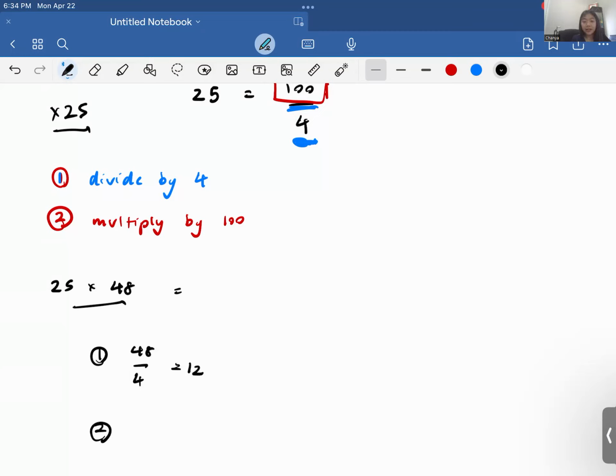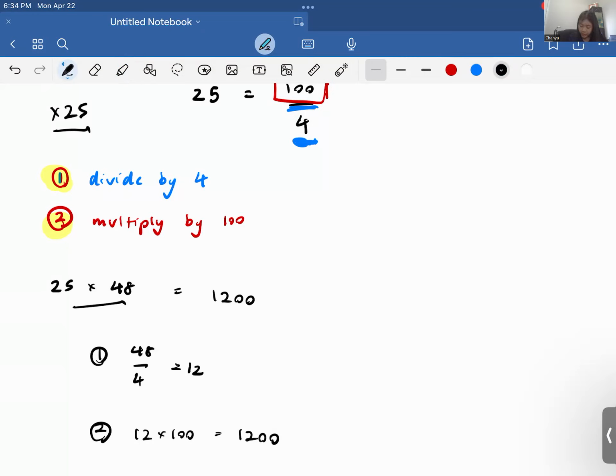And then step 2, since 25 is 100 over 4, you have to multiply by 100 as well. So 12 times 100 equals 1200. So that should be your final answer. 25 times 48 is 1200. Do you see how easy it is to just follow these 2 key steps? Okay, so now let's do another problem.